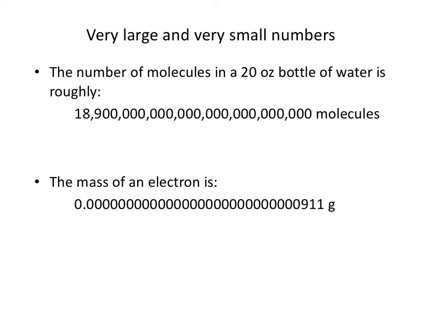So in chemistry, we often deal with very large and very small numbers. As an example, we're often interested in how many atoms or molecules are in a given sample. If we took a 20-ounce bottle of water as an example, the number of water molecules present would be roughly equal to the number that I have shown there. And it can be very easy to leave off a zero or add a zero, plus writing all those zeros is just a really big inconvenience.